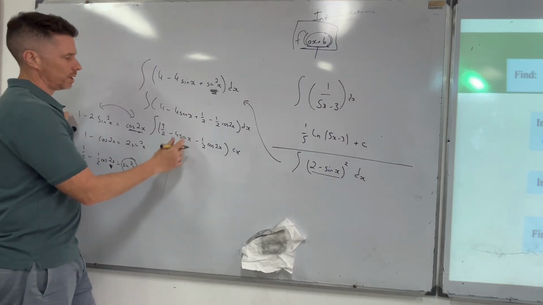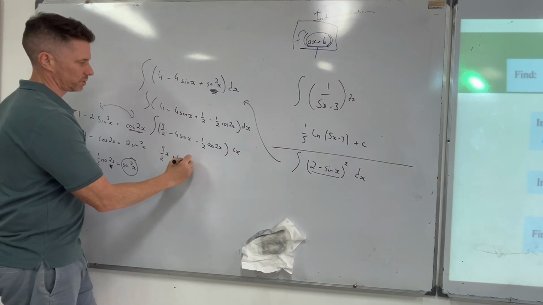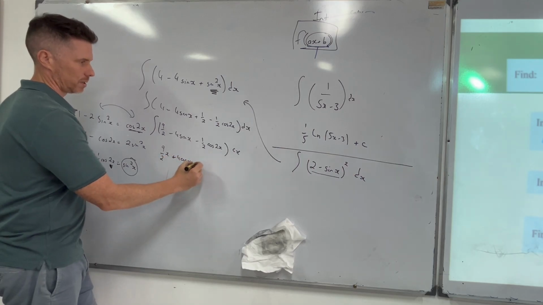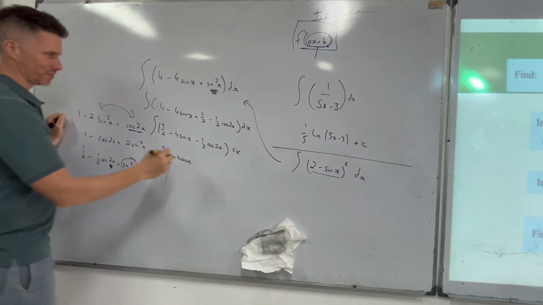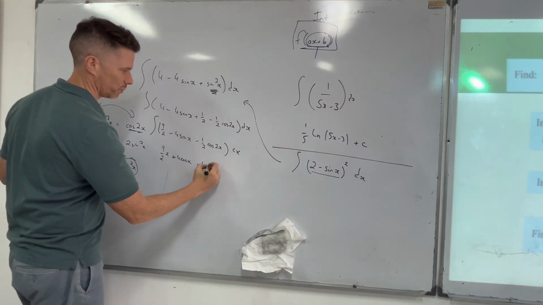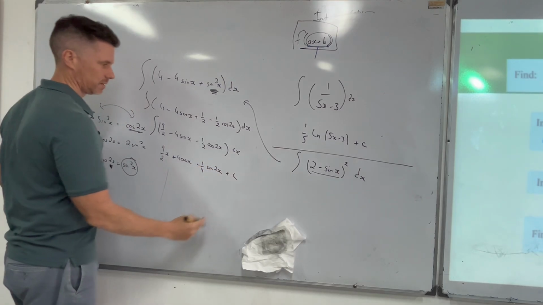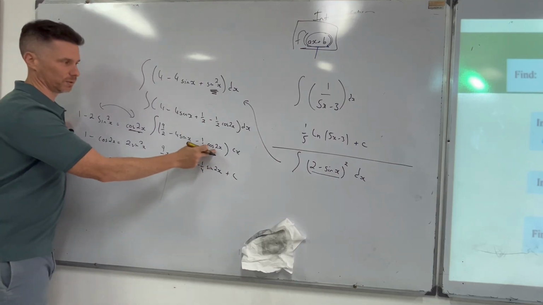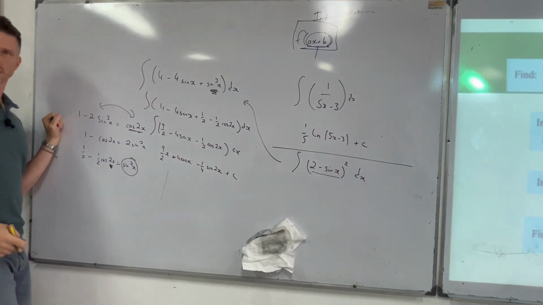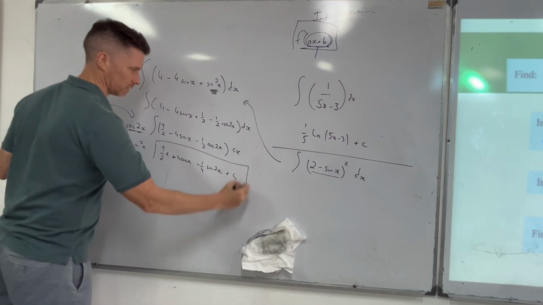So, plus 4 cos x, minus 1 over 4 sine 2x plus c. So I did 1 over a there. The 2 divides down, that's the linear bit. And this is my answer.